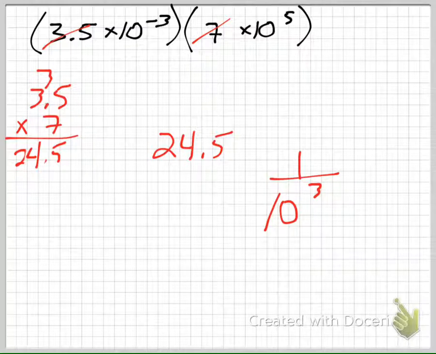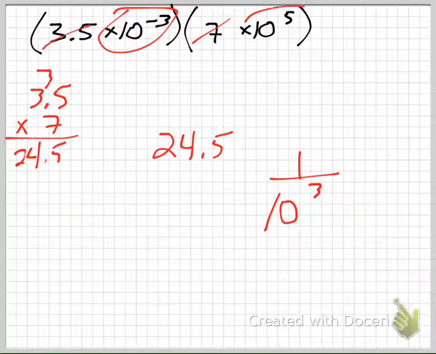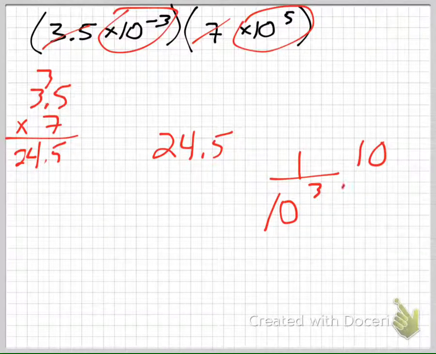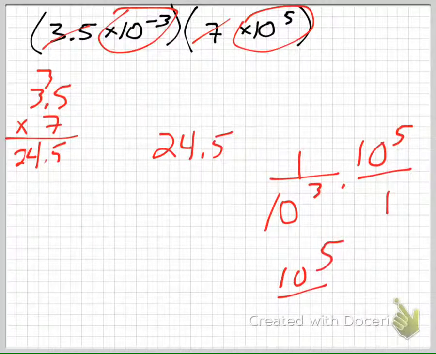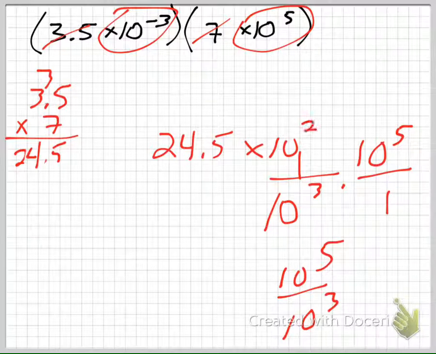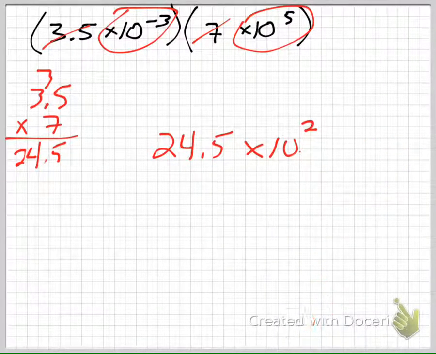Agreed? And can't I multiply that with 10 to the fifth, which is 10 to the fifth over 1? So then isn't it 10 to the fifth over 10 to the third? Okay, so when I reduce everything, what do I have left? 10 squared on the top. So it's 24.5 times 10 squared. I'm going to erase all this stuff. Now look at this: 24.5 times 10 squared.